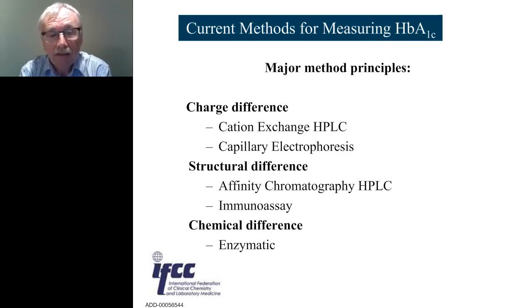Luckily, these days, methods have been designed and described that allow us to measure hemoglobin A1c in a clinical situation. But there are a number of major method principles. The aligned charge separation: when hemoglobin binds to glucose at the end terminal valine, it creates a very slight charge difference on the hemoglobin, so hemoglobin A1c can be separated from hemoglobin A0. There's also a structural difference. Obviously, glucose, when it binds hemoglobin, creates a slight difference in the structure of the molecule, and also chemical differences.